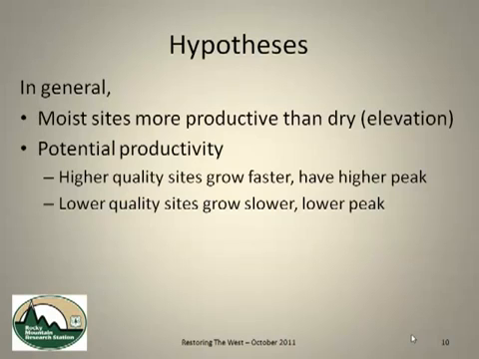And going into this, I have these hypotheses based off the literature that the moist sites would be more productive in general than the xeric sites. These are obviously informed by observation and also theory. And in the West, we know that that's typically elevation. But that potential productivity is going to also control this relationship, so I would hypothesize that sites with higher potential productivity would have a higher overall biomass accumulation rate than the lower sites.